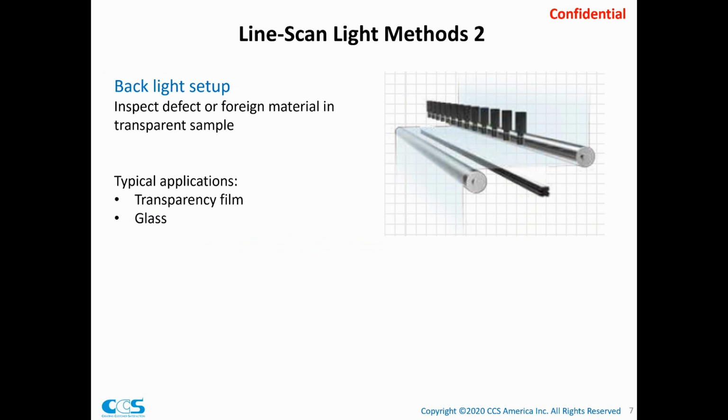The next common lighting setup is the backlight. The backlight is ideal for inspecting defects and foreign material in transparent samples, like a transparent film or glass. The setup is pretty simple. Usually we put the camera on top, the transparent sample in between, and the backlight underneath. If there's no defect, the light will just pass through the transparent sample, reach the camera, and become bright. Only when there's a defect will it block the light and become dark.